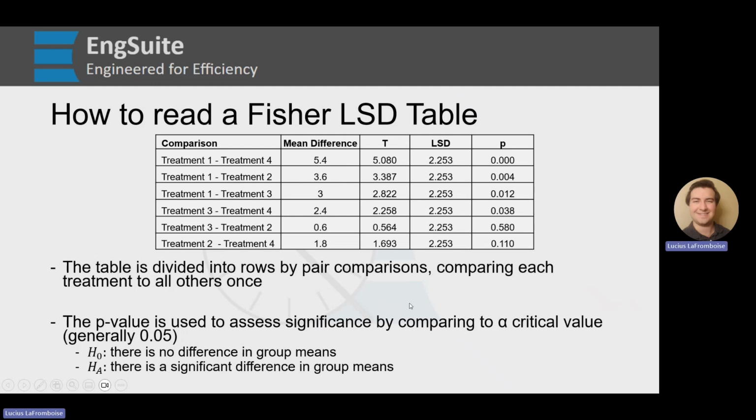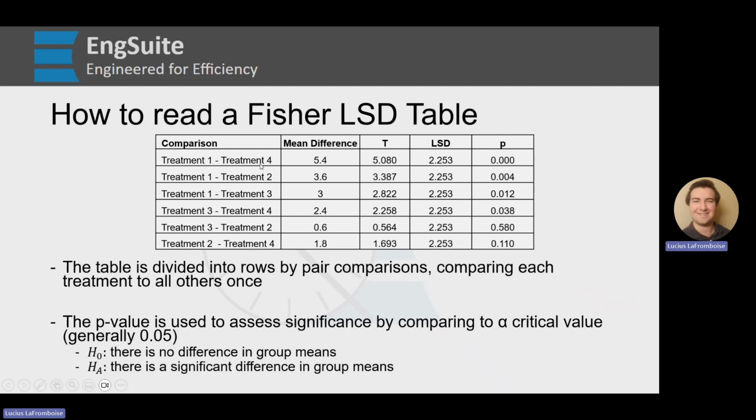Okay, so it's got a p-value. It's a hypothesis test. So the Fisher-LSD test performs, each of these is technically an individual test. So each of these has the same null and alternative hypothesis, though, each of these being that there is no difference in group means. The alternative hypothesis being there is a significant difference in the group means.